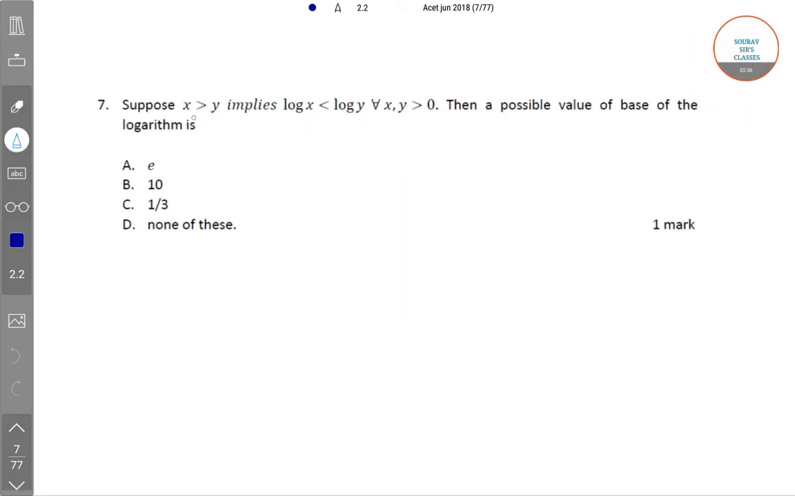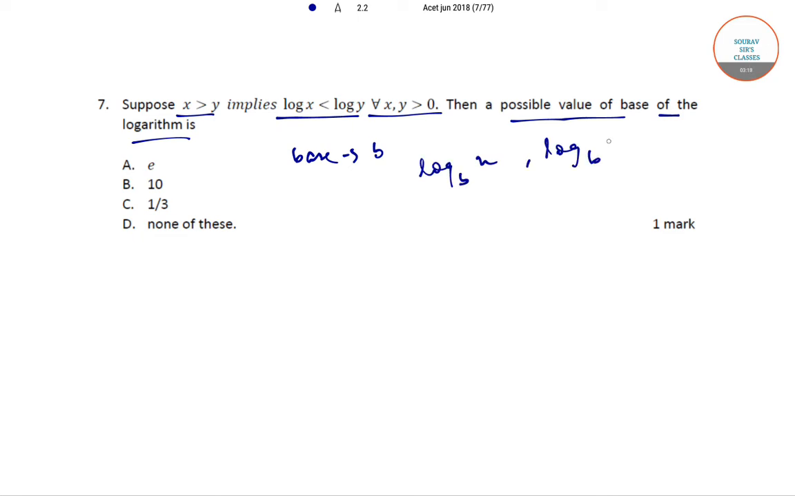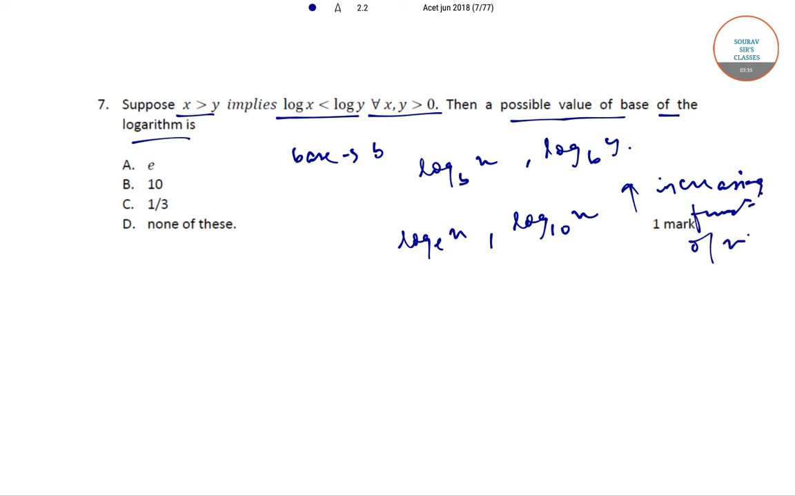The next question is, suppose x greater than y implies log x less than log y for all x y greater than 0. Then a possible value of base of the logarithm is. Now let the base be b, so then the numbers become log bx and log by, but log ex and log 10x, these are all increasing functions of x.